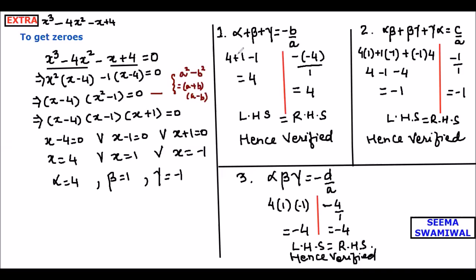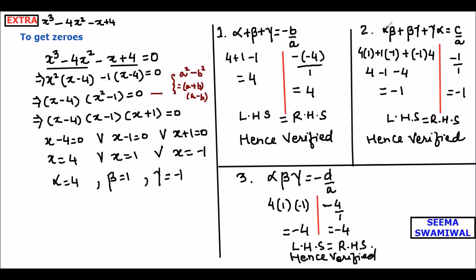So if you put the values, 4 plus 1 minus 1, the left hand side becomes 4. On the right hand side, the first relation is always negative of b upon a. So the negative sign as it is, and the value of b is minus 4, the coefficient of x squared. So children, minus 4 with minus makes it 4. Again, left hand side is equal to right hand side, therefore the relation is verified, and let's move to the second relation.